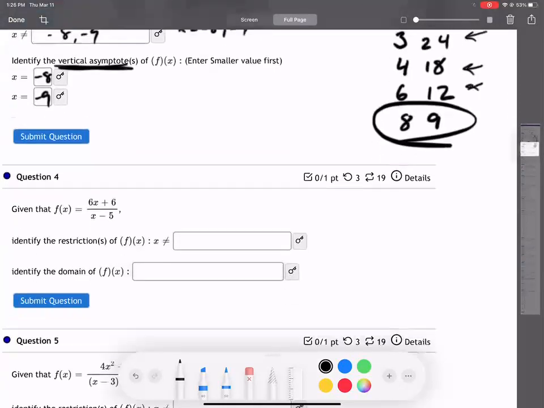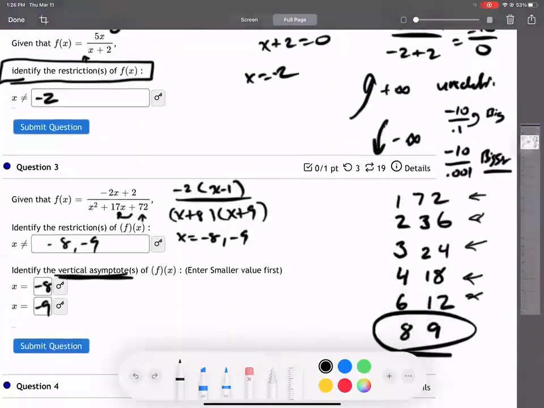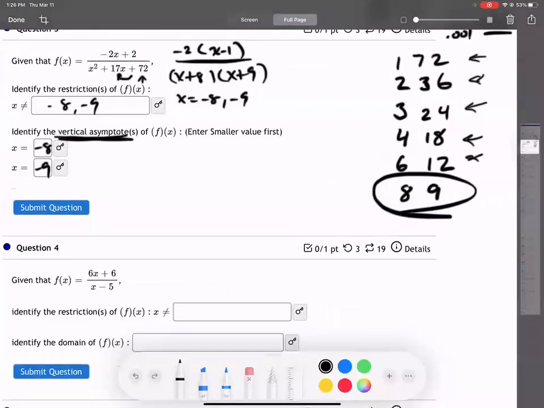Okay, let's look at question number 3. Why does this require work? Because I needed you guys to show me that you factored the problem. If you didn't factor the problem, I'm going to consider that as no work, and I'm going to ask you for work. I'm not going to give you points for it. Okay?